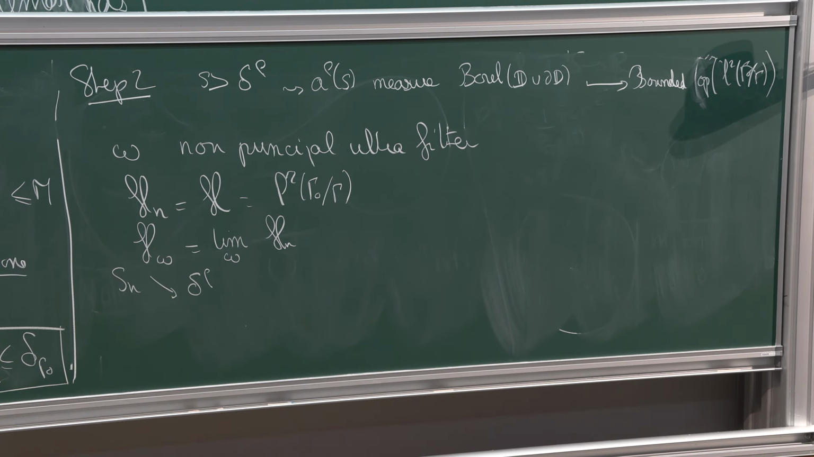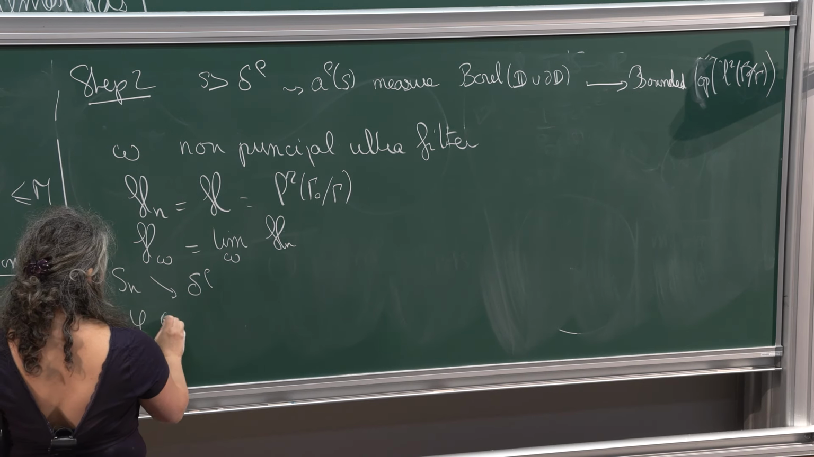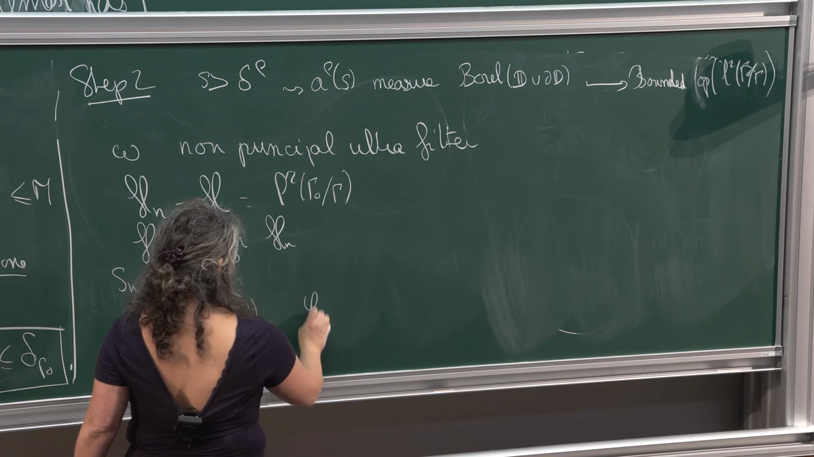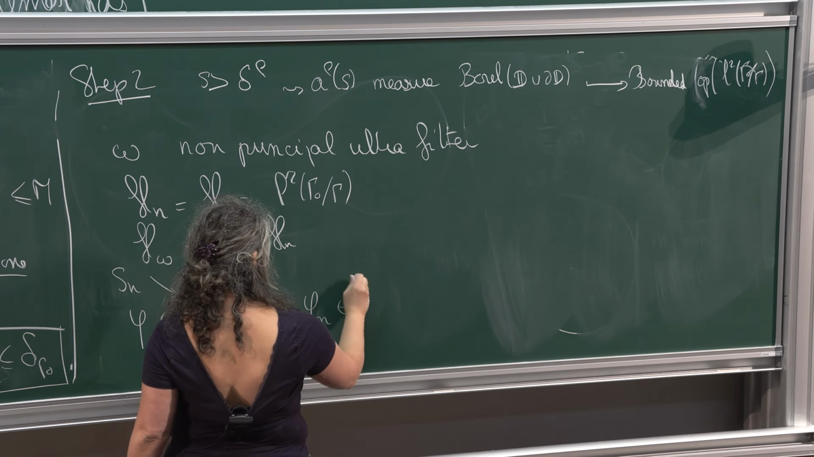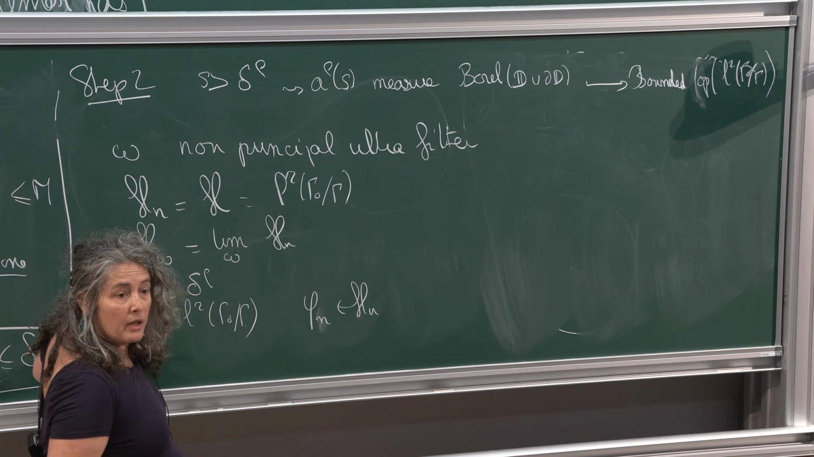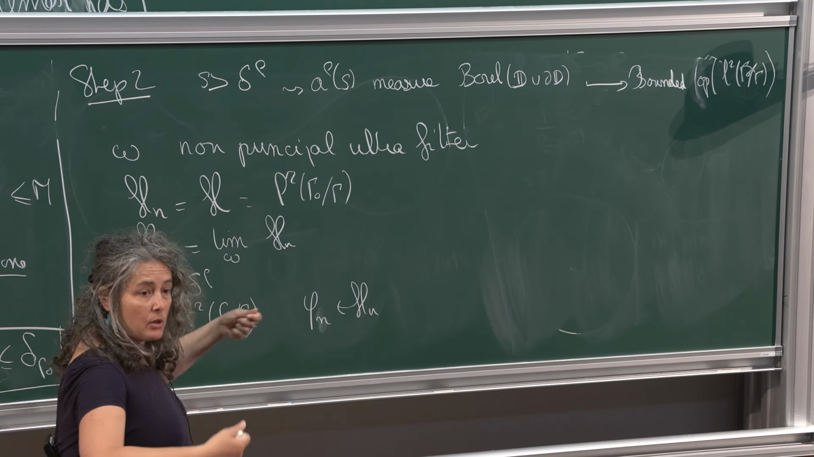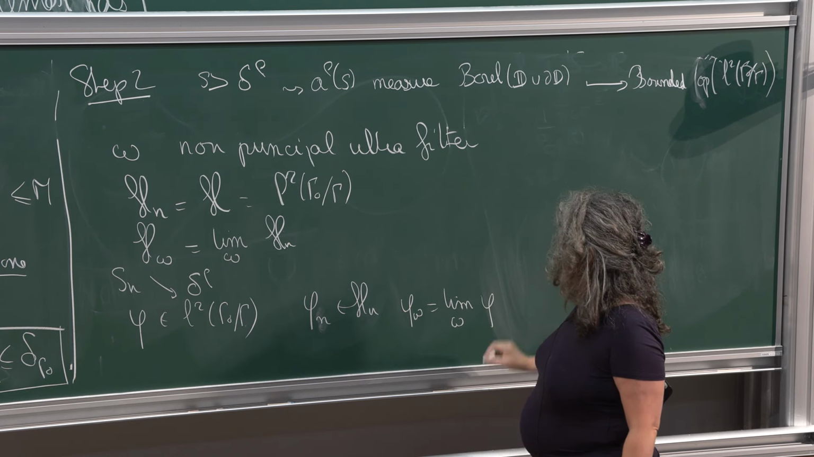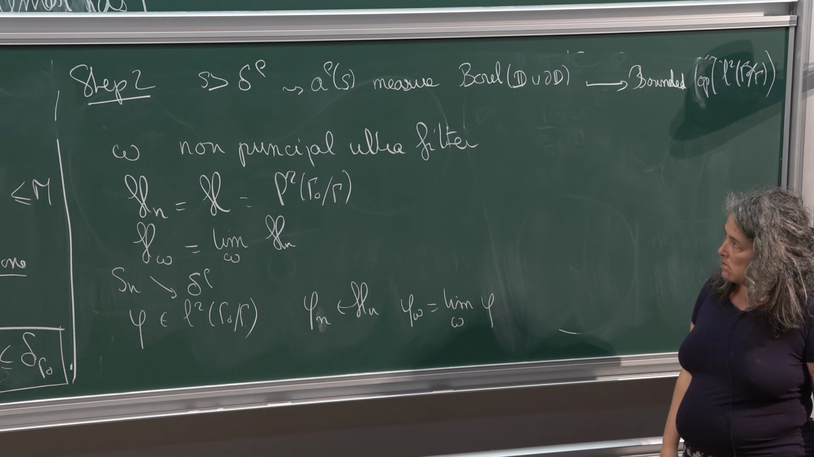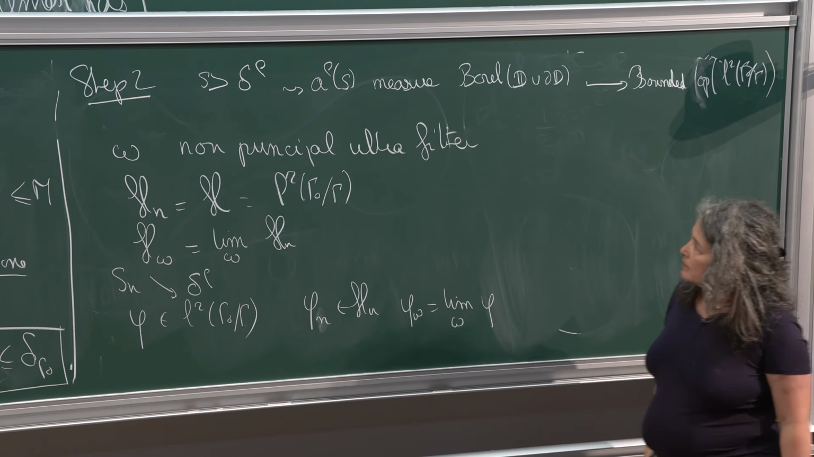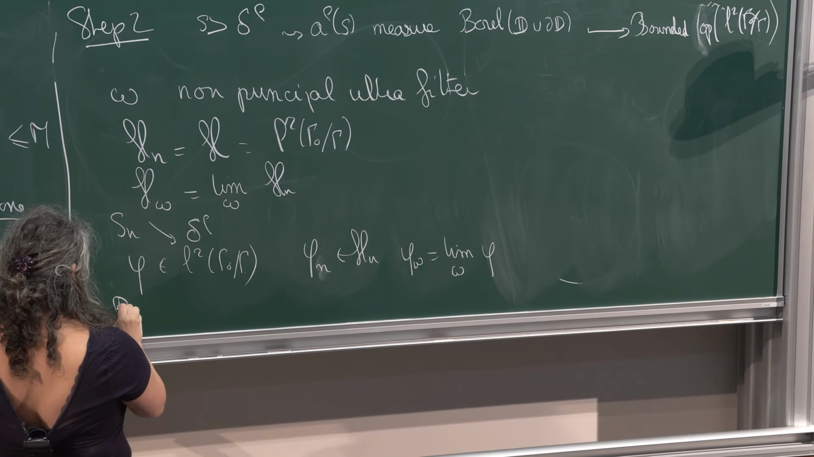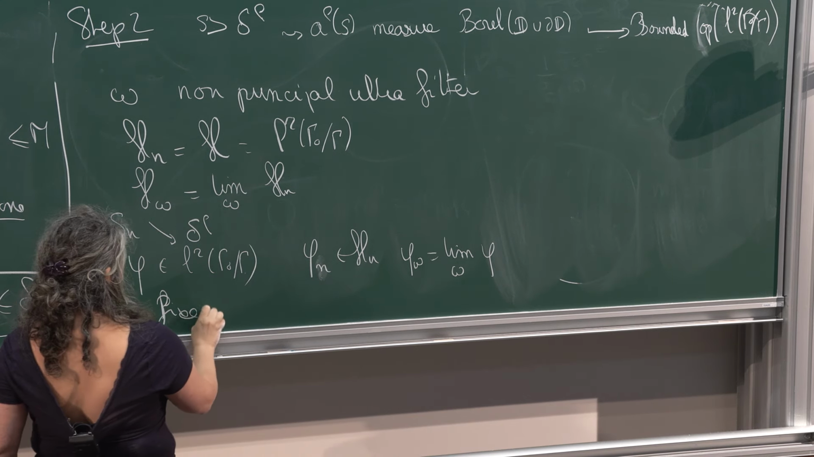In fact, what you are looking at is, if you have a function phi in L2 of gamma 0 mod gamma, you can consider the constant sequence phi n in H n, which is a constant sequence equal to phi. You don't change anything. And then you can consider the limit along the ultrafilter, so phi omega is the limit of phi. That's not what I wanted to do, sorry. And now, okay, you fix a B, which is a fixed Borel set.